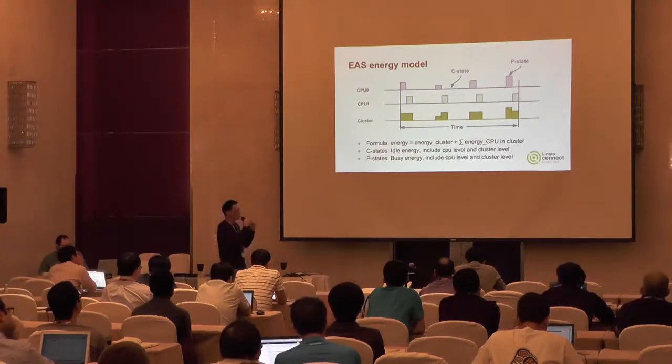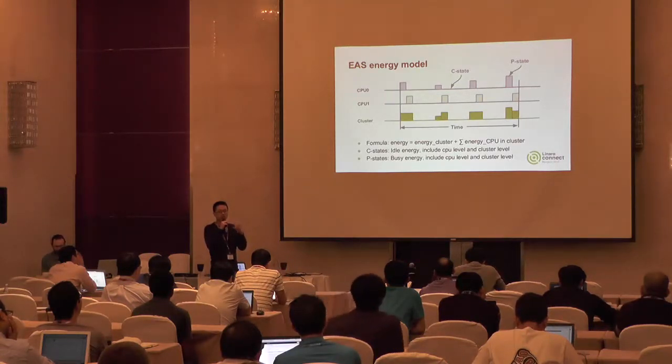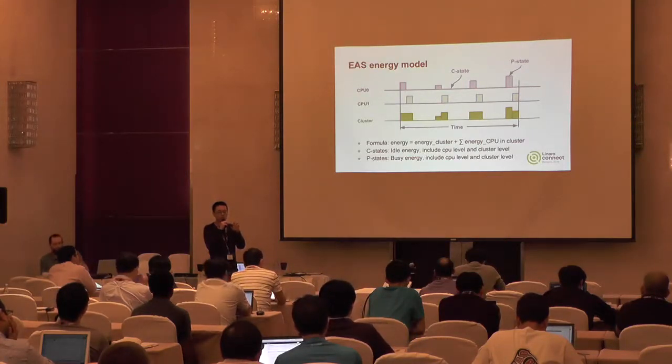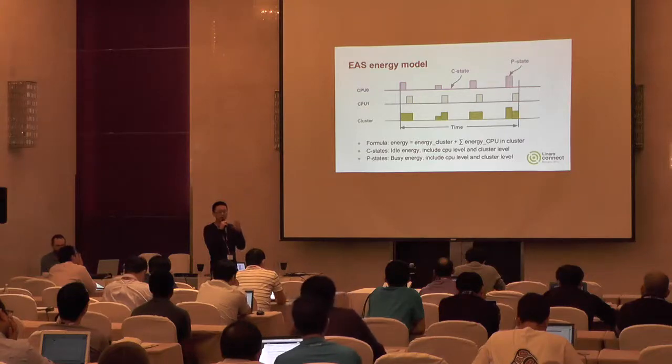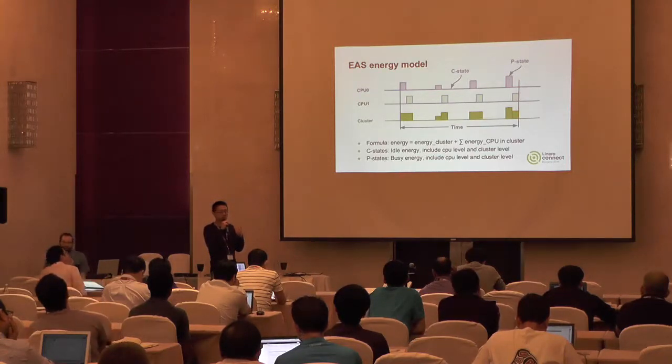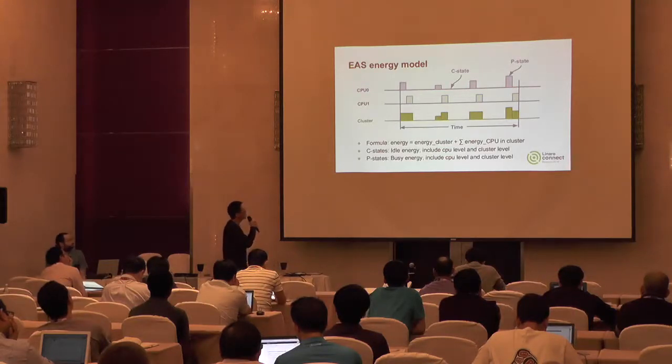So it includes the CPU level. In a cluster, there are multiple CPUs, so you should calculate the power and energy of all the CPUs in these clusters. And also you should calculate the energy of the cluster level. For the CPU level, we can see it has the idle state, C state, and it has a P state. And for the cluster level, it also has different P states and C states. So this is the basic concept here.